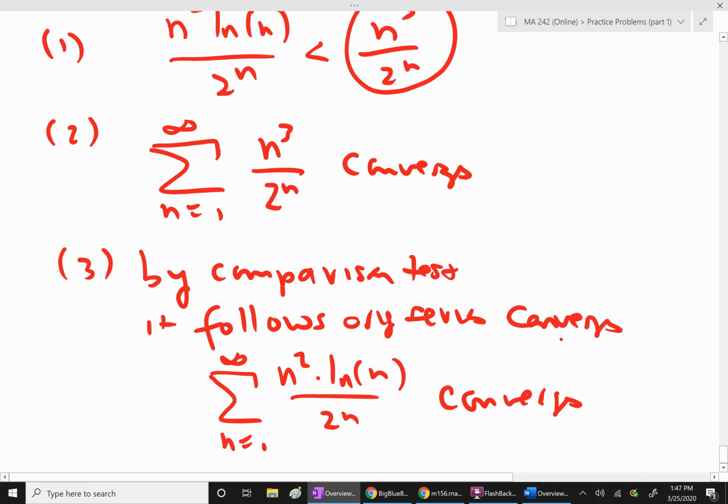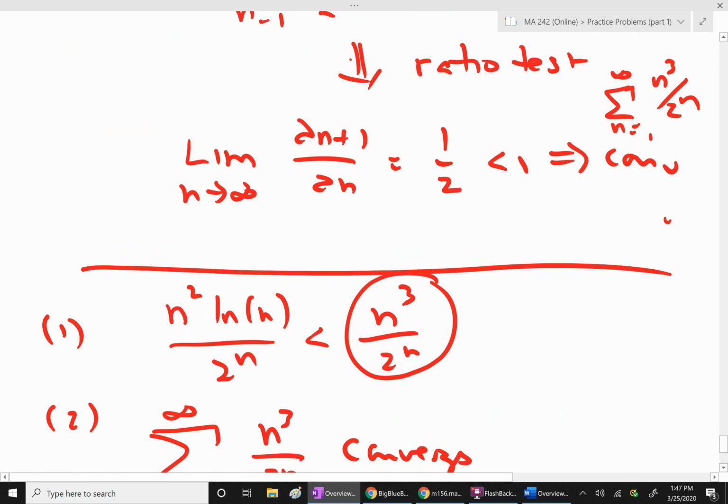This is why the comparison test is so nice. Especially when you have natural logs, the comparison test is really nice because it lets you replace a natural log by any power of n, and you can evaluate that new series more easily.